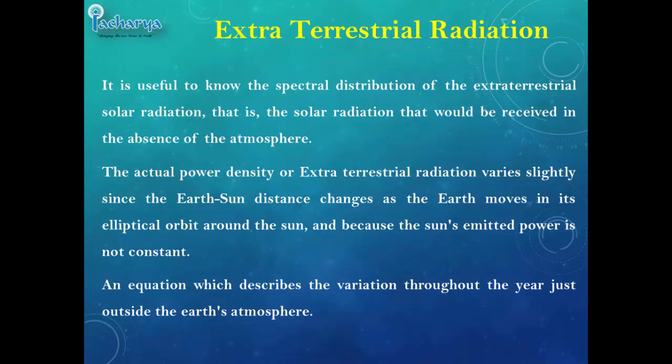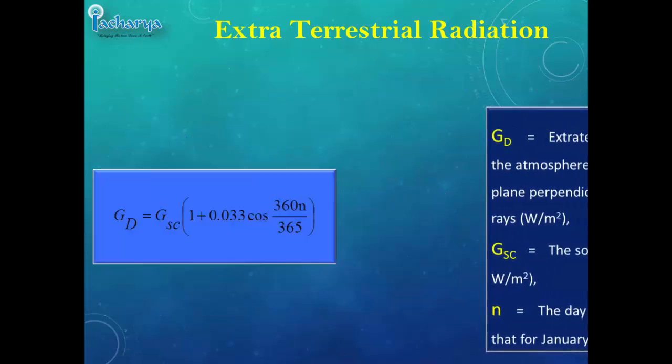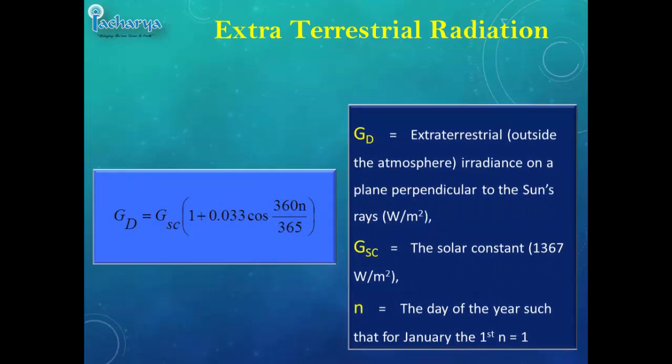An equation which describes the variation throughout the year just outside the earth's atmosphere is G D equal to G SC times 1 plus 0.033 cos of 360 n upon 365, where G D is the extraterrestrial, that is outside the atmosphere, irradiance on a plane perpendicular to the sun's rays, in watts per meter square. G SC is the solar constant, 1367 watts per meter square. N is the day of the year, that is for January 1, N is equal to 1.